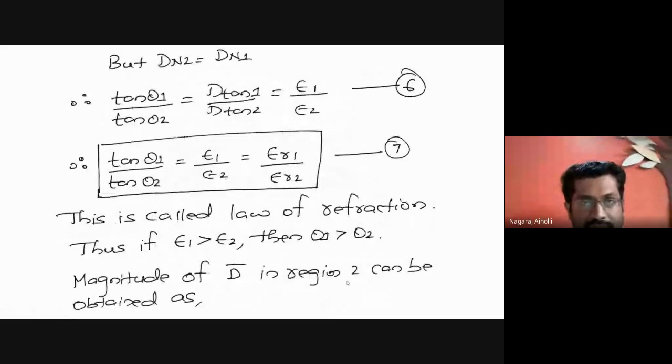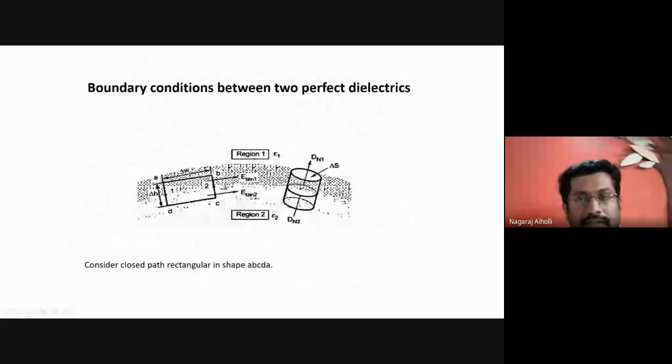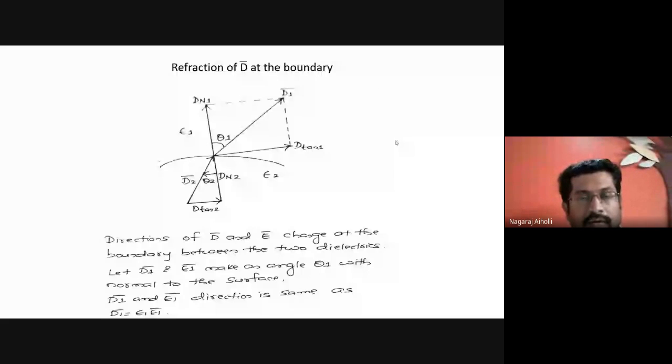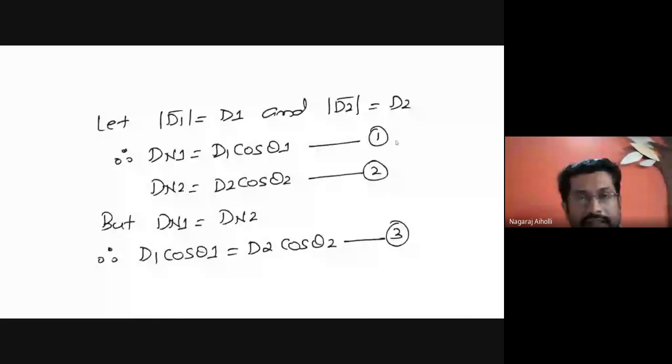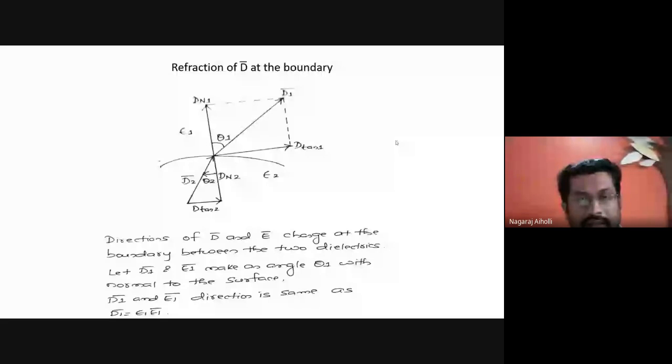In today's class, students, we have discussed two important derivations, which may be asked in the examination. One is to derive the boundary conditions between two perfect dielectrics. Another is to derive the equation for d bar at the boundary due to refraction of the electromagnetic wave. If that question is asked, you will have to draw the figure and then derive these equations.